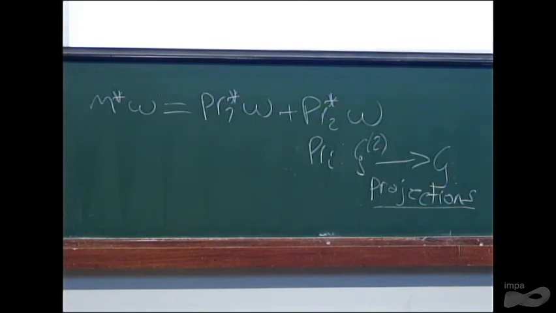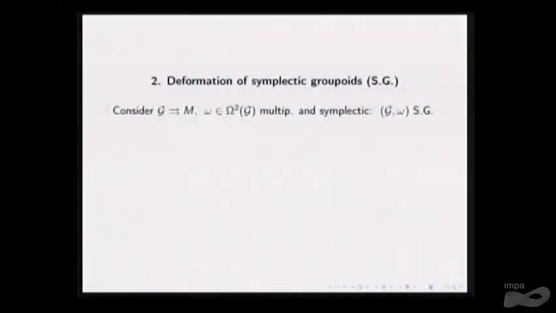Now, to define the deformation of symplectic groupoids, we want to involve both structures that we have here. We have to involve the multiplicative structure, so we want a deformation of the groupoid, and we want to deform the symplectic form. So here the multiplicative structure and the symplectic form, we call this pair G epsilon, omega epsilon. But apart from this, we need some compatibility condition, right?